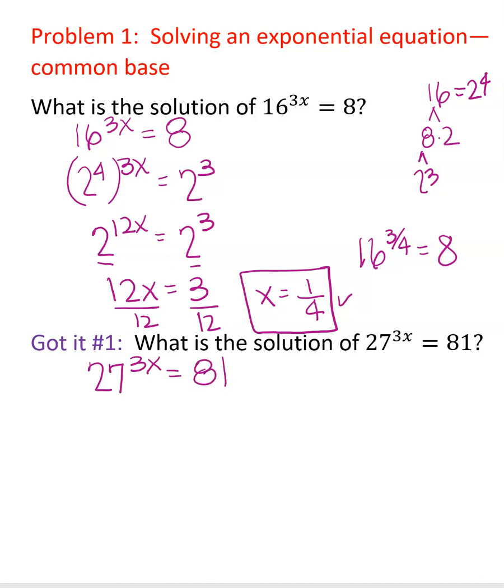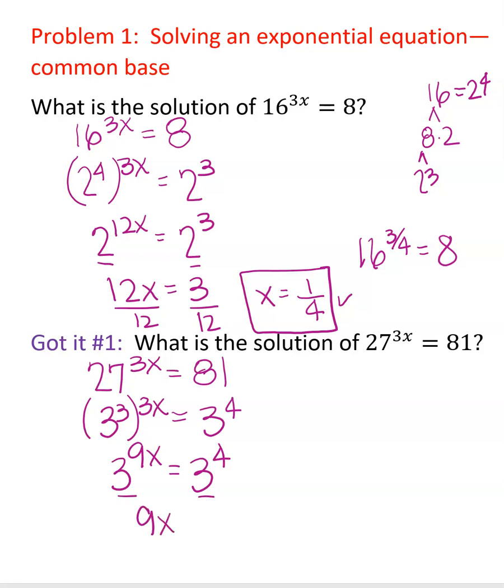So I'm first going to rewrite 27 and 81. 81 is 3 to the 4. 27 is 3 to the third. We're again going to use that power property. Power to a power means you multiply them. Since the bases are the same, the exponents have to be the same. And we'll divide by 9 to get our answer.